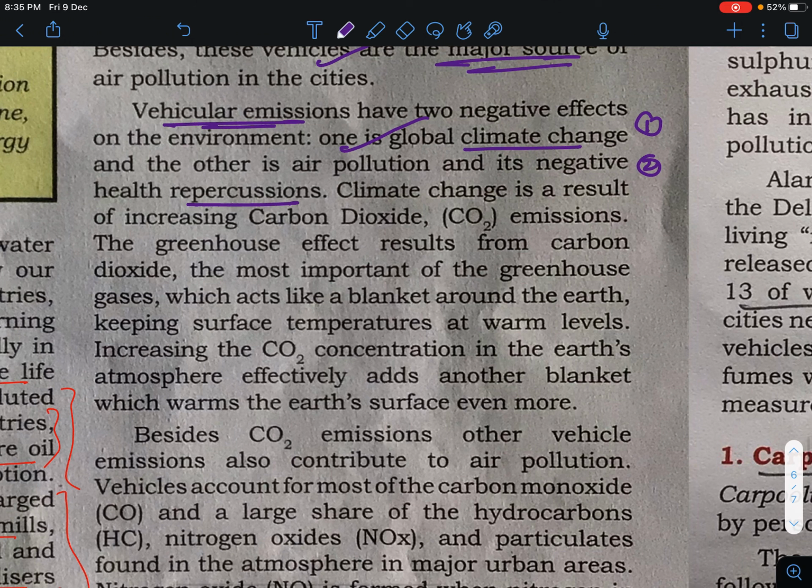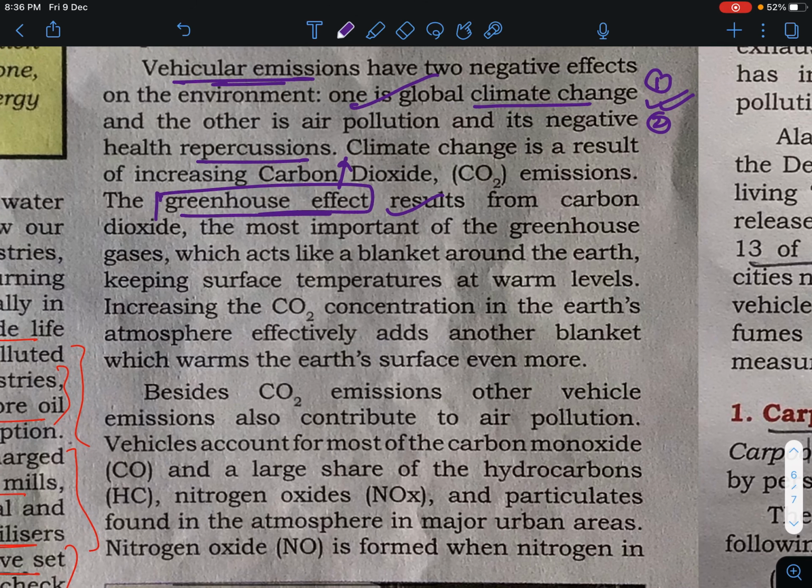Climate change is a result of increasing carbon dioxide emissions. What is related to climate change? It is the increase in carbon dioxide and the greenhouse gas effect from carbon dioxide, the most important of the greenhouse gases, which acts like a blanket around the earth. As a result, it acts as a blanket around the earth, and thus it increases the surface temperature and warms the earth.